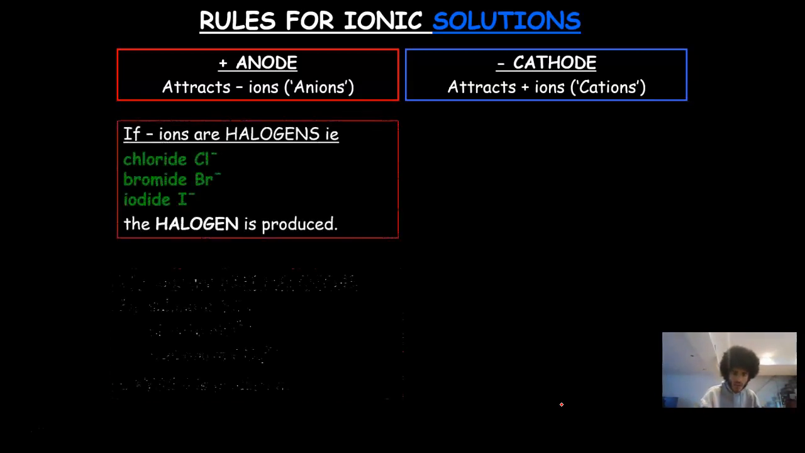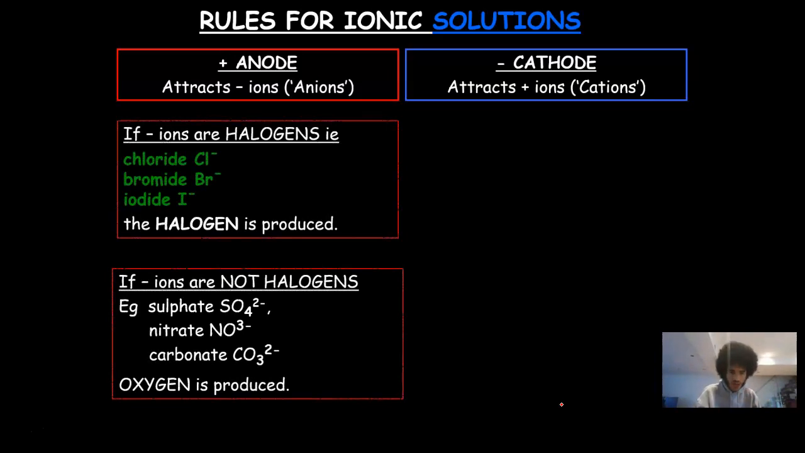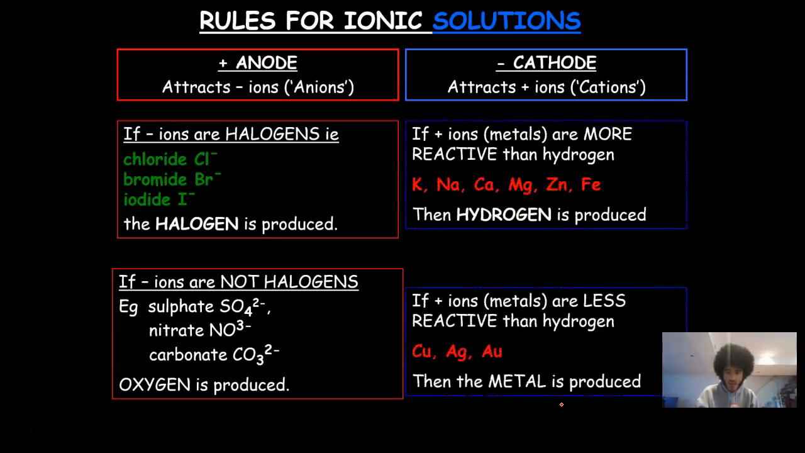So at the anode, if your anion is a halogen, you make the halogen. If it's not a halogen, you make oxygen instead. At the cathode, if your metal ion is more reactive than hydrogen, then you make hydrogen. If it's less reactive than hydrogen, then you make the metal instead. Now, with all those rules considered, let's now try a couple of examples to see if this actually works.